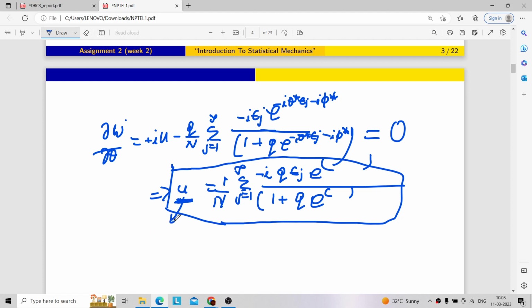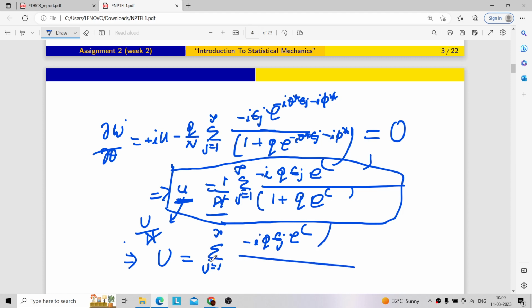So you remember this is u over n and we have n here. We can cancel this, and we will get the total internal energy in terms of these variables theta and phi. Say e to the some term, 1 plus q e to the some term.